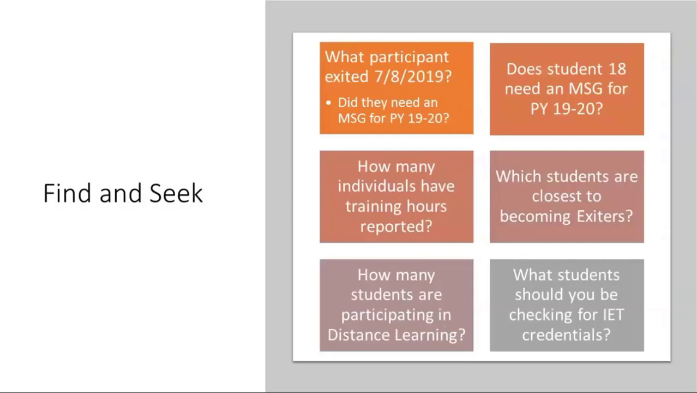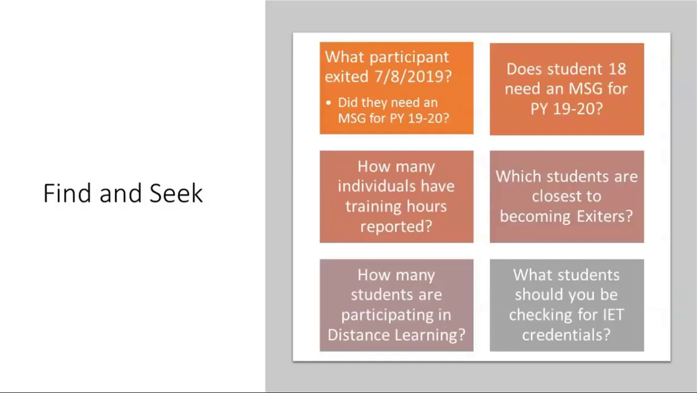So let's do some more. Does student 18 need an MSG for 1920? So go down to student 18 on your POP report example and tell me if they need an MSG for this program year. What would be something, again, going back to what I said, what would be the indicator that they would need an MSG? So those of you that said, no, they don't need an MSG because they're not a participant, you're correct. So all the individuals who have a reportable individual flag of yes are not yet in the denominator for needing an MSG.